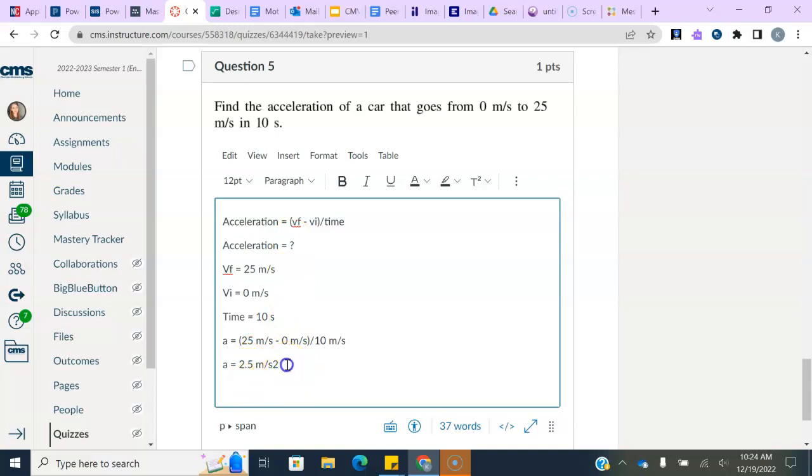The units of acceleration are always meters per second squared. And this can also help you identify the variables by knowing the units. Time typically is in seconds. Velocity is in meters per second. So we know that the 0 and the 25, those are our velocities because they're in meters per second. And we know that our acceleration is in meters per second squared, which is our final answer here.